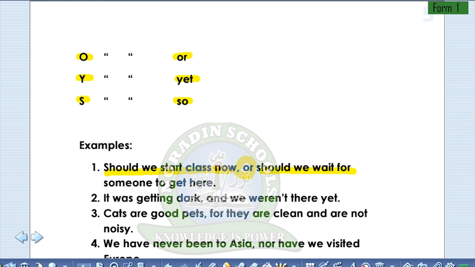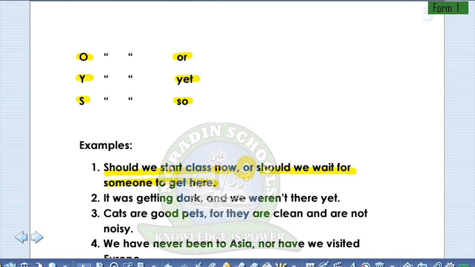Should we start class now, or should we wait for someone to get here? Now these two simple sentences are joined together by the use of a comma and a coordinating conjunction, or, for this choice. You are given two options. Either we should start the class now, or should we wait for someone else to come and start the lesson?